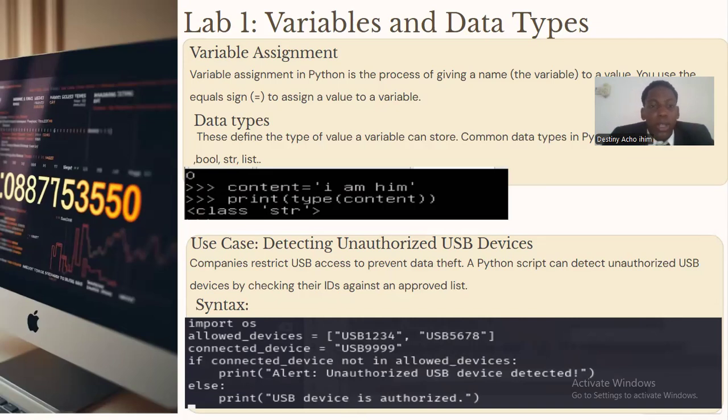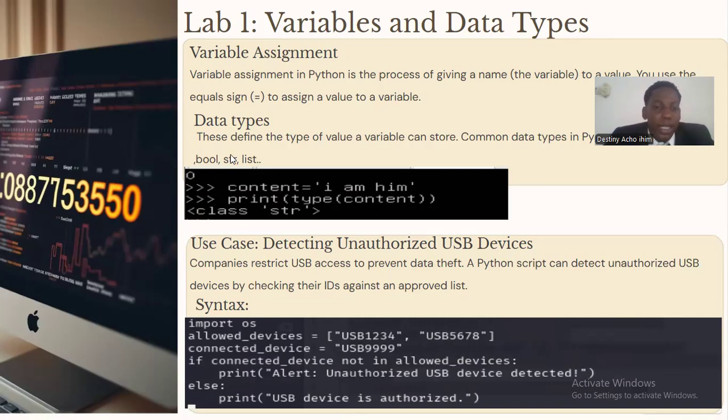Now, we're going to talk about variable assignments here. This is basically the process of giving a name to a value. For example, we can store an IP address in a variable so that it can be checked later. And data types: Python offers different types of data storage, such as integers, strings, lists, and dictionaries, which are useful when handling security logs and user data.